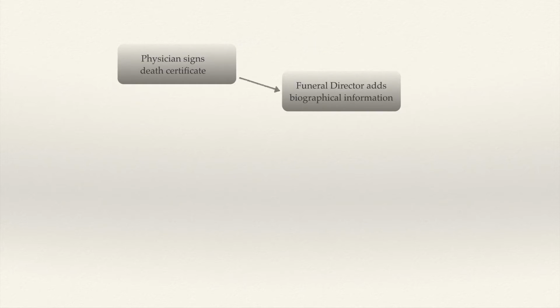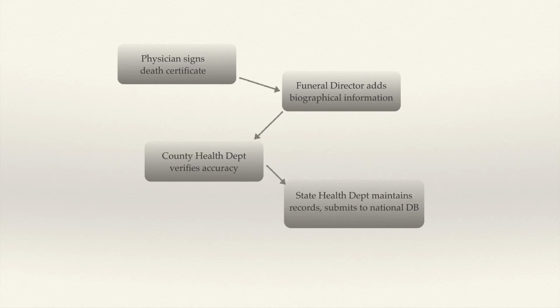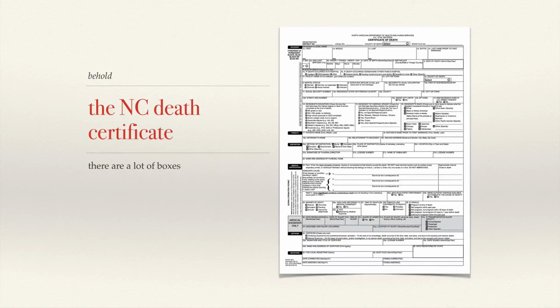So the process for certifying a death goes something like this, following the death certificate through its channels. You're going to complete it at the bedside, and then usually it'll go to the funeral home, and the funeral director is going to add biographical information about next of kin, mother, father, that sort of thing. Then it'll get filed with your county, who are going to review it for accuracy with the records that they have, and then it'll go to the state health department, where they'll keep a copy of it, and then it'll finally go to the CDC for national records keeping.